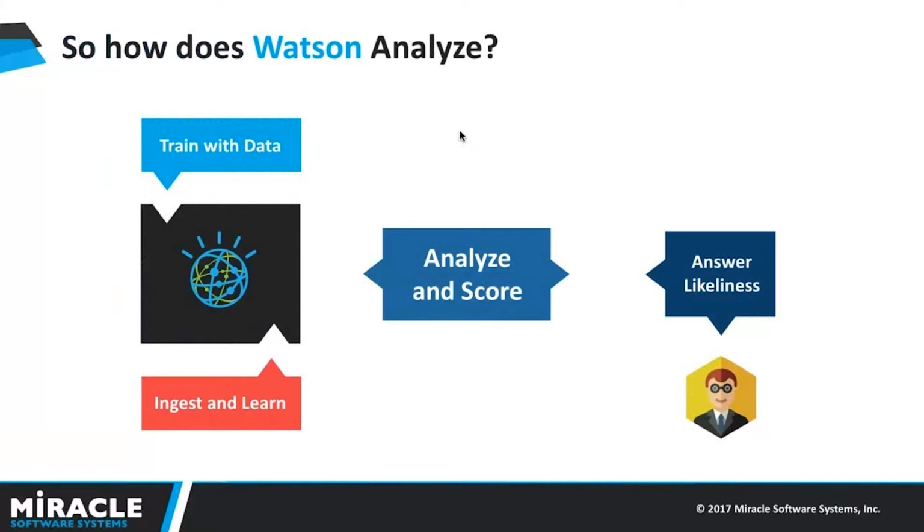Now, how does Watson analyze and train? First, we train with the data, and it can be done by using these services that are available in Watson Developer Cloud. First, it analyzes questions, it generates hypotheses, next is evidence scoring, and finally merging and ranking. Then it gives the likeliness of answers by scoring from 0 to 1.